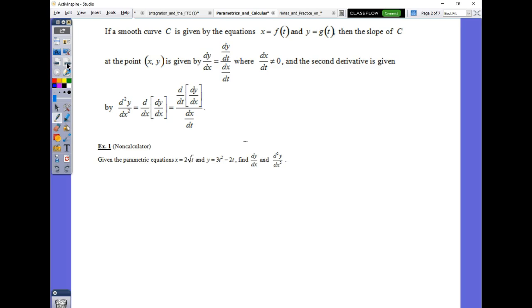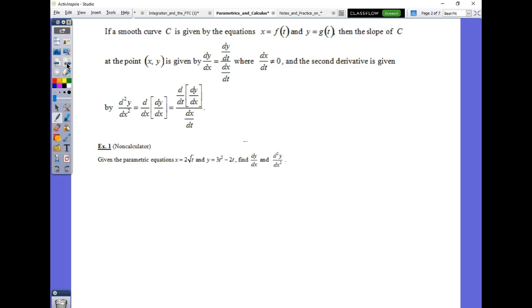But I'm usually not interested, if I'm launching something really fast, in what the x is versus the y. I'm interested in what's happening at the same time. And that's where the dy/dx variable comes in. We can still find dy/dx even though x and y are separate.